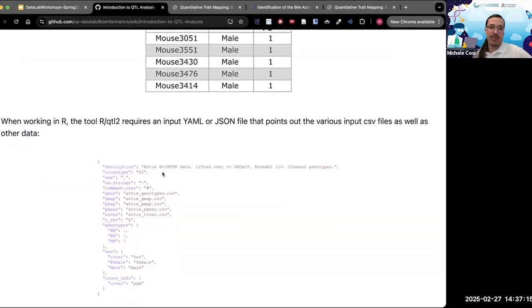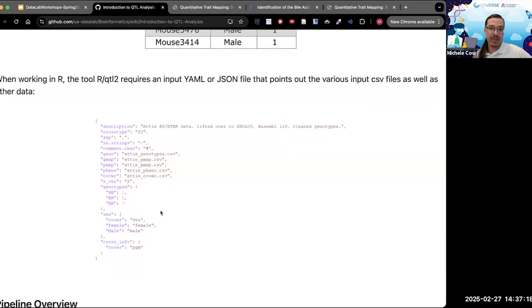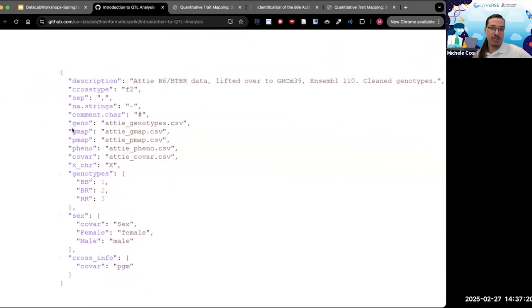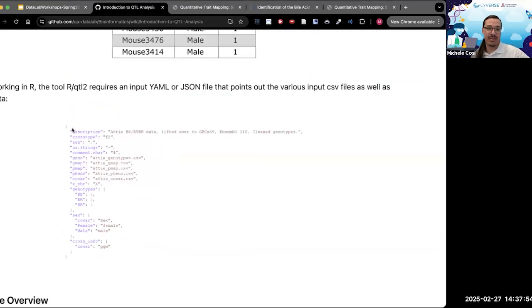Lastly, you do require a YAML or a JSON. Here we have a JSON file that tells you what all of the files are and where to find them. And this is it. You can start your QTL analysis. I mean, looking at a laboratory, this is probably months and months of work before you get to this point. However, once you have done your work, you can go ahead and start looking at QTLs.